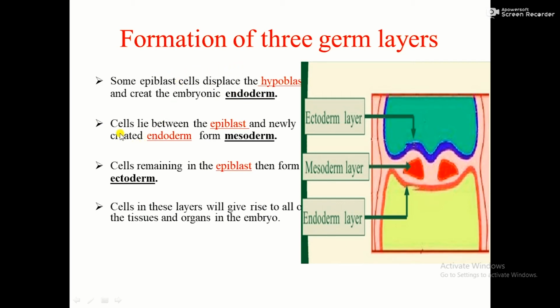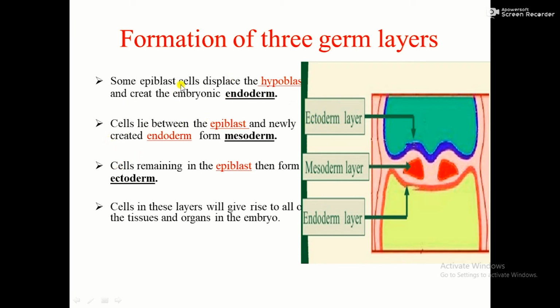So the second thing is that cells lying between the epiblast and the newly created endoderm will form mesoderm. So some cells will stay right here, between the newly formed endoderm and the epiblast. We will call this new layer mesoderm. Some cells that remain in the epiblast itself will form the ectoderm.